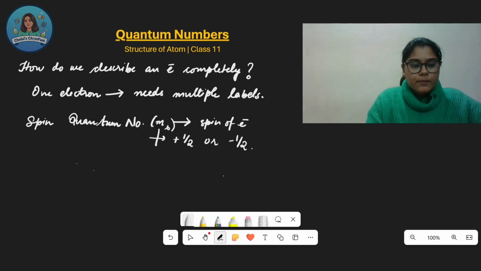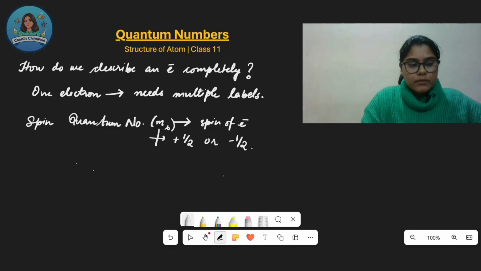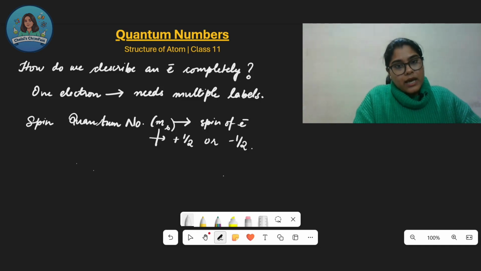All right, so with this we have four quantum numbers. The spin quantum number having either plus half or minus half also helps us understand why only two electrons can exist in one orbital, because they should have different addresses of their location.